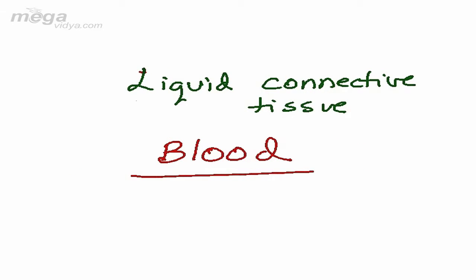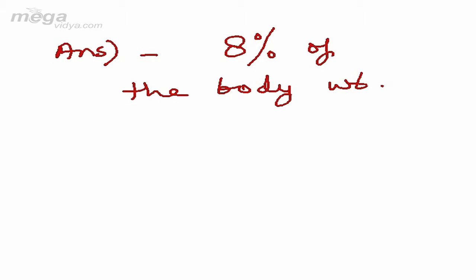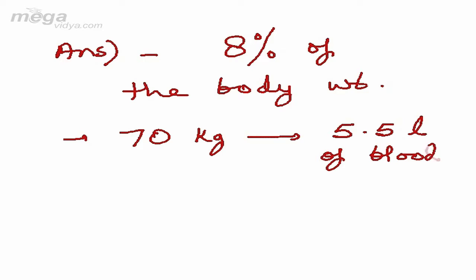Let us start with liquid connective tissue. And the first liquid connective tissue is blood. So the first obvious question is, how much blood is present in the body of a person? The correct answer is 8% of the body weight. An adult person weighing about 70 kg will contain 5.5 liters of blood in his body.